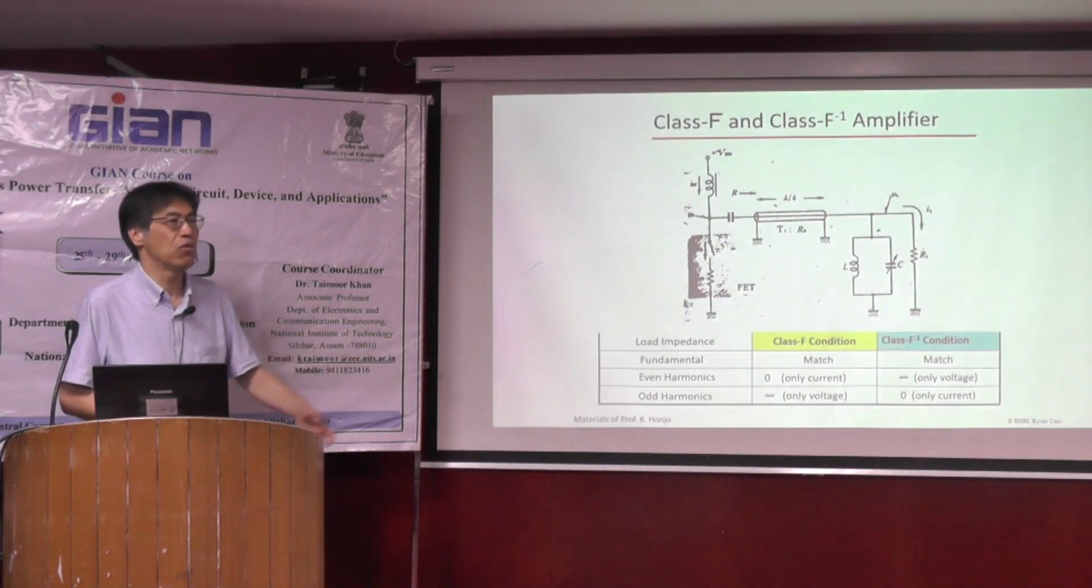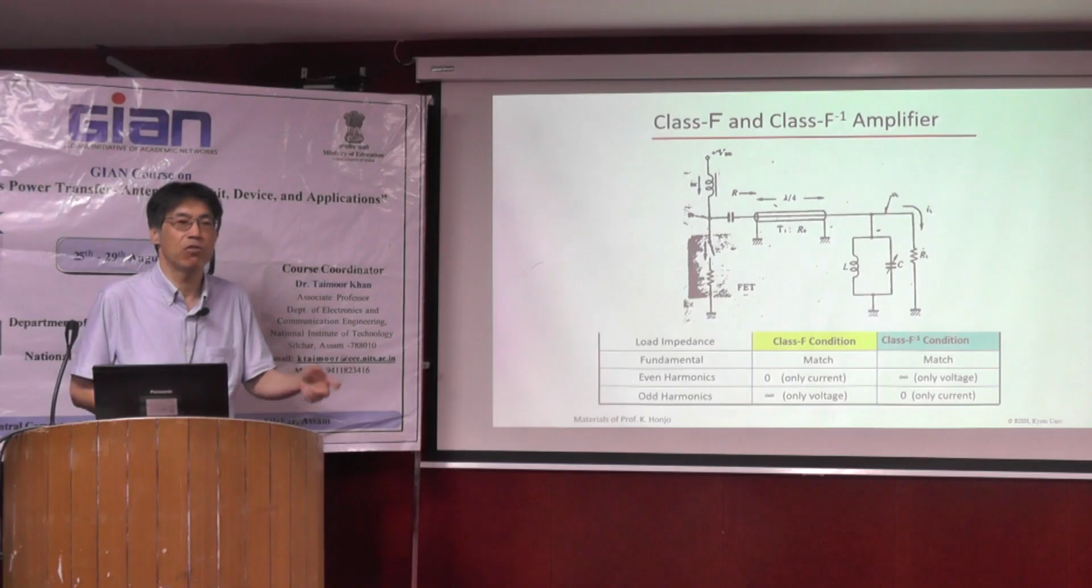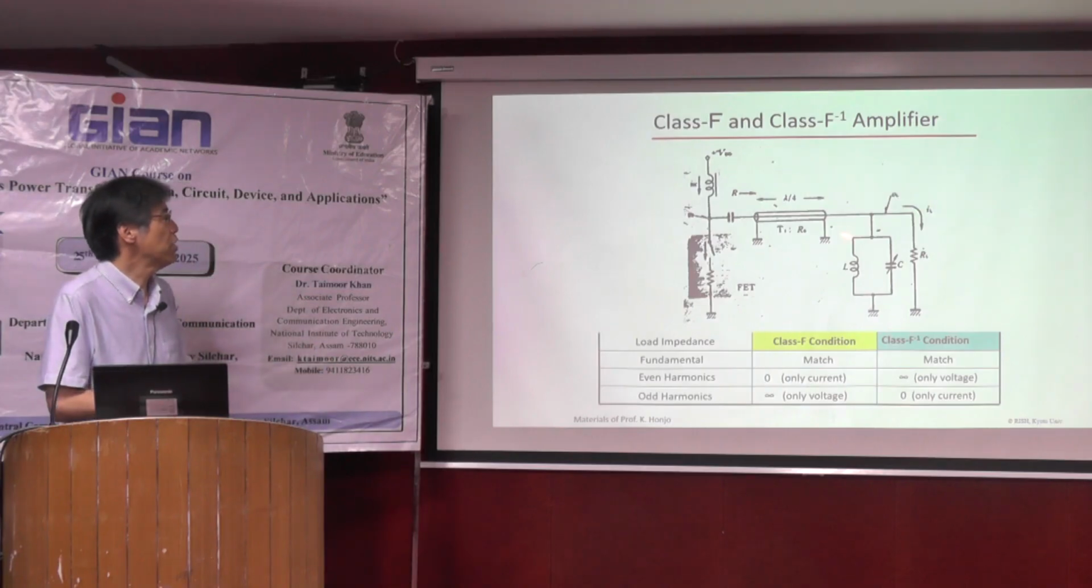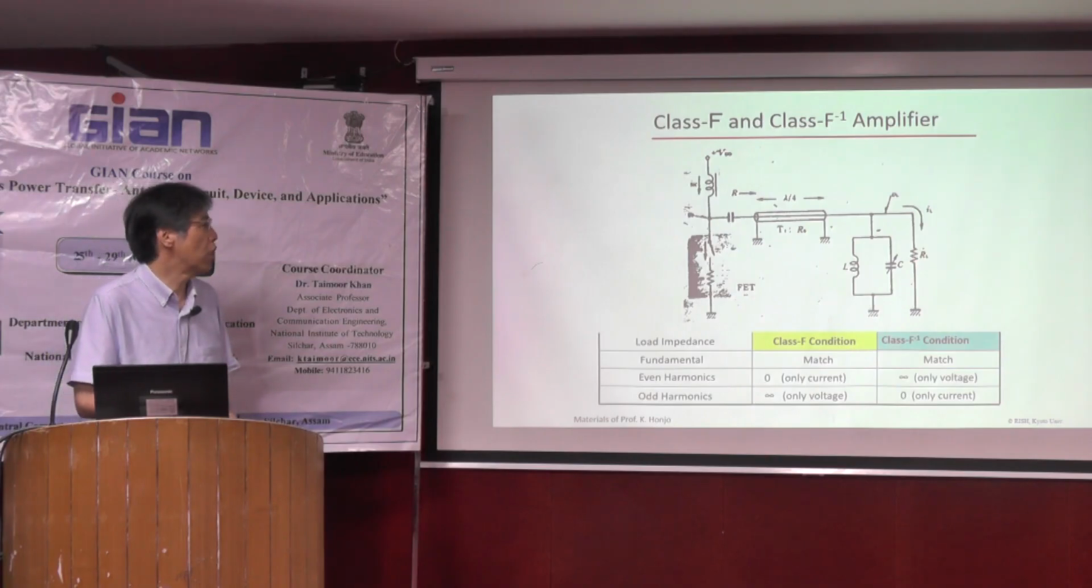So compared to class D and class E, in the class F, we have the same resonators here to create this relationship of impedance 0 at the even harmonics and infinity at the odd harmonics. And sometimes we can change this relationship: at the even harmonics, impedance becomes infinity, and at the odd harmonics, impedance is 0. In the first case, we named it class F, and the second case we named it class inverse F.